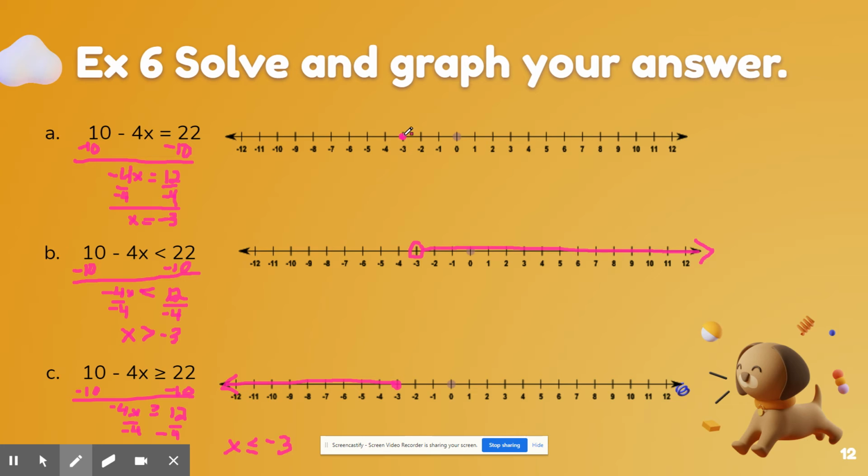Equal sign, just a dot. A less than or greater than sign, open circle, and then it fills which way is true. And then for the equal to sign, it's a closed dot, and it fills which way is true.